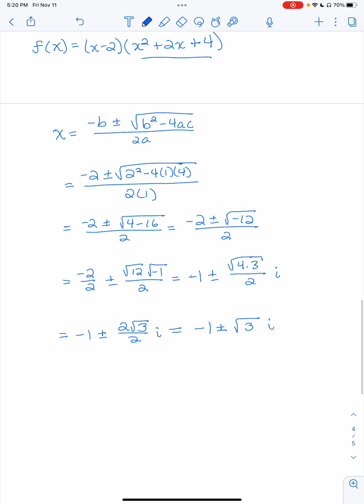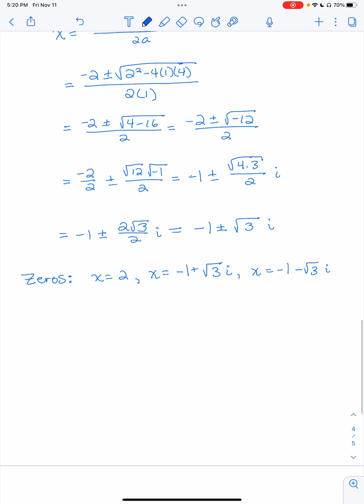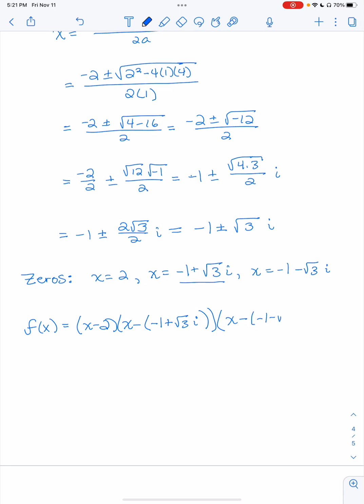So if we look here, our roots, or our zeros, are going to be at x is equal to 2, at x equals negative 1 plus the square root of 3 i, and at x equals negative 1 minus the square root of 3 i. Okay, so those are our zeros. If I want to write my f of x in fully factored form, what I have is f of x equals x minus 2 times x minus, I'm going to use this one, negative 1 plus the square root of 3 i, times x minus negative 1 minus the square root of 3 i. And this is my fully factored form.